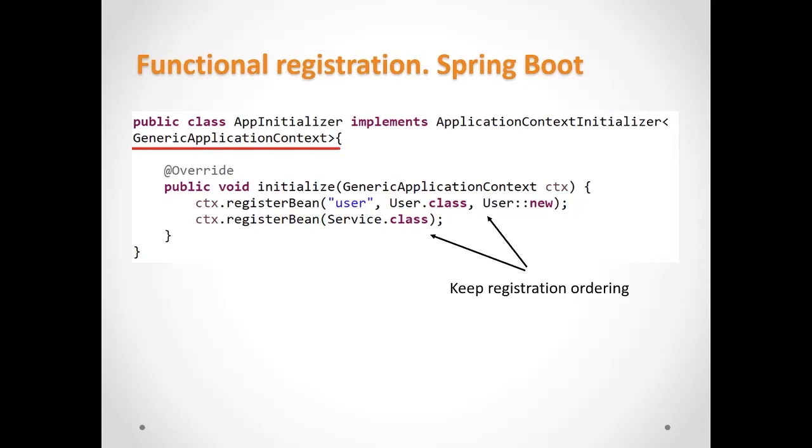And you see that in this case you can control the bean ordering. In Java annotation configuration there were some special annotations or special methods. Now you can control the bean ordering programmatically.